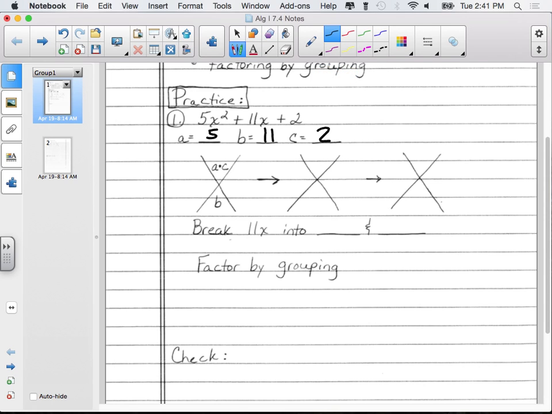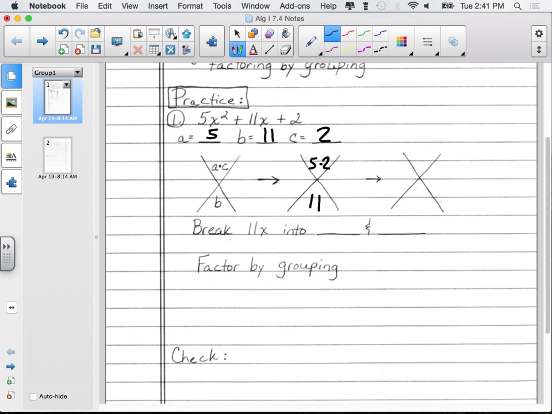Alright, so first model there, it's a times c up top now. So in this one, a times c, a is 5, c is 2. So we just do 5 times 2 upstairs. Put b on the bottom, b is 11, so that's where that goes. 5 times 2 is 10.